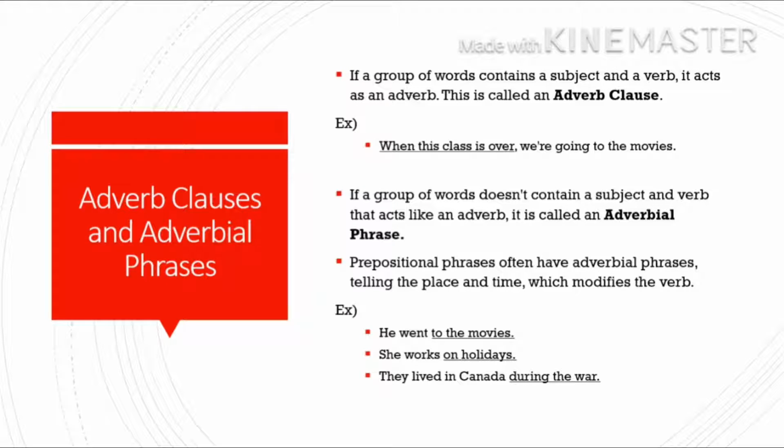An adverb clause is a group of words that contains a subject and a verb, making it act like an adverb. For example, this is an adverb clause. When this class is over, we are going to the movies.